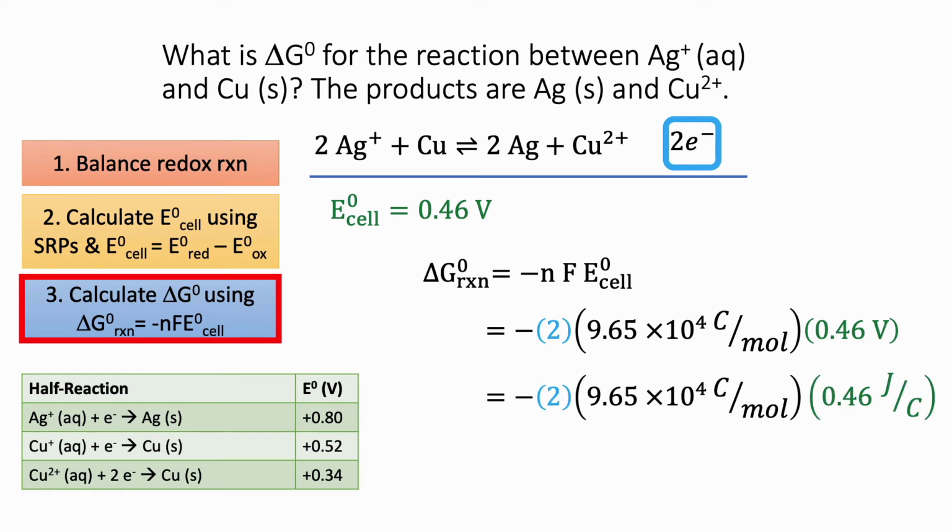I'm going to replace that there. And now you can see the coulombs are going to cancel, and we're going to end up with units of joules per mole, which are really great units for a delta G number. So it's 88,780 joules per mole. And if you want to convert to kilojoules, you can get 89 kilojoules per mole. That has an appropriate number of sig figs.